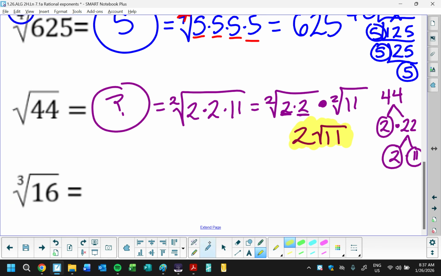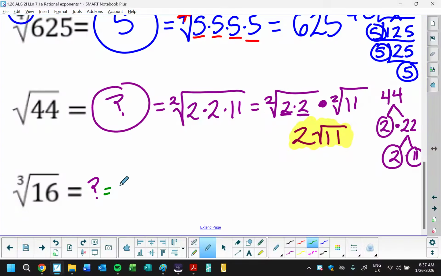Now, can you take from that and learn for the cube root of 16? So I'm going to ask you to pause your video, see if you can simplify, even if it doesn't have a perfect integer root. Let's see if you can simplify that. Pause, come on back when you're ready.